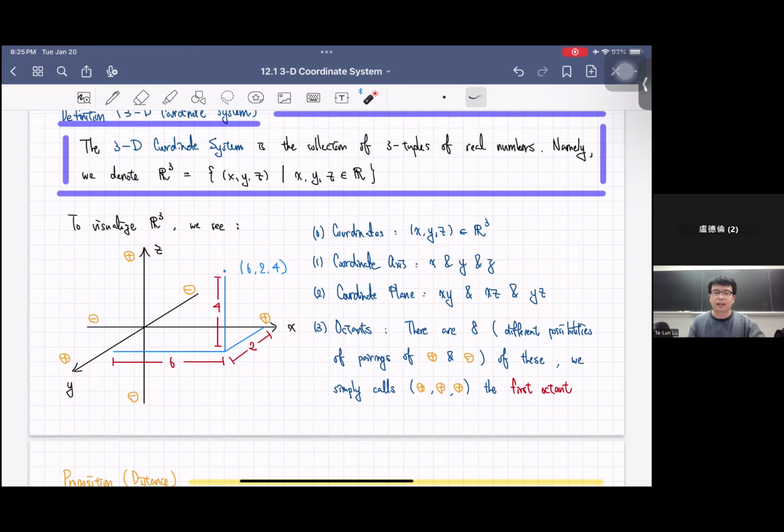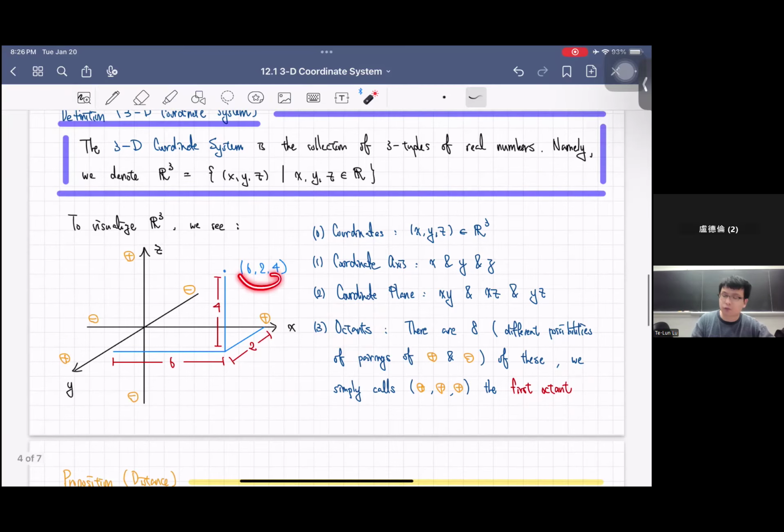Now you can imagine that these 3 planes, xy, yz, and xz, actually cut the space into 8 different parts. Unlike the two-dimensional case, we don't really name all those 8 octants. In this case, we call them octants because there are 8 of them. We only name the first octant. The first octant is the one where x, y, and z are all positive.